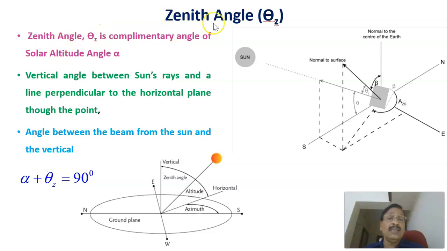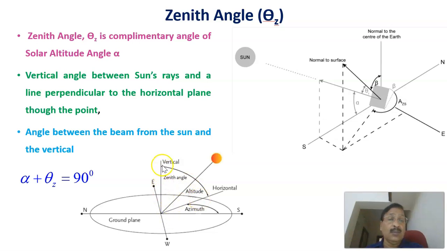Next one is called zenith angle, theta z. Zenith angle theta z is the complementary angle of the solar altitude angle. Already we have seen the solar altitude angle is the angle between the sun ray and its projection on the horizontal plane. This angle is called the altitude angle.